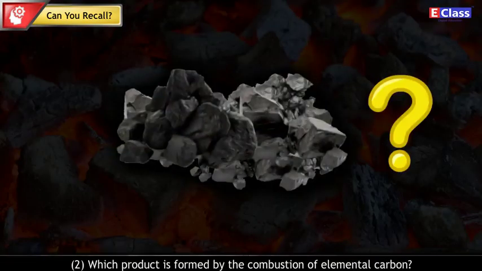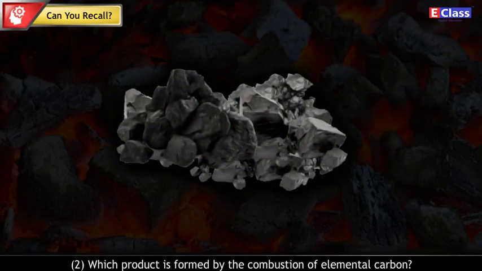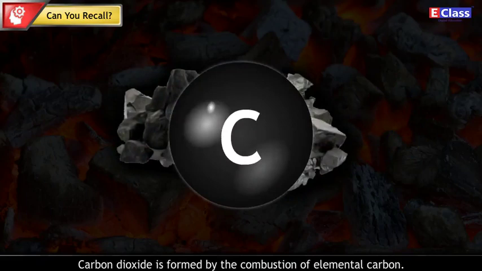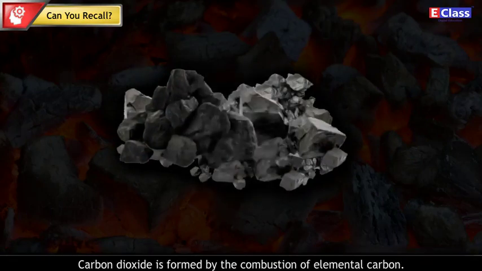2. Which product is formed by the combustion of elemental carbon? Answer. Carbon dioxide is formed by the combustion of elemental carbon.